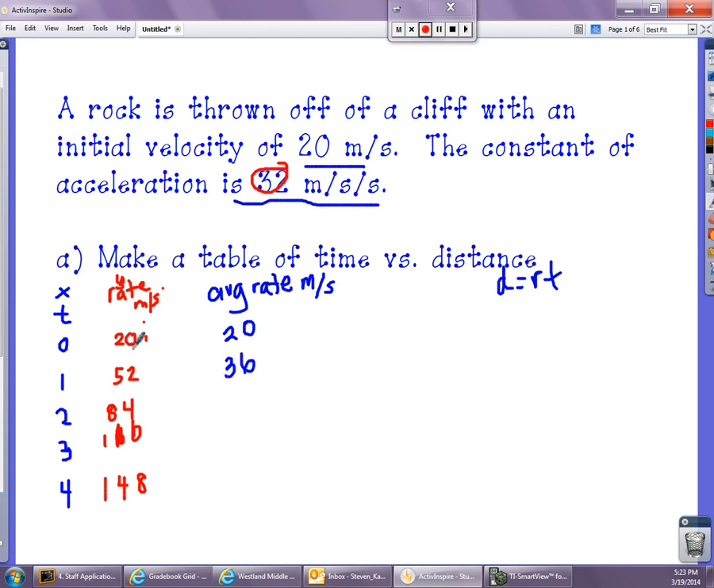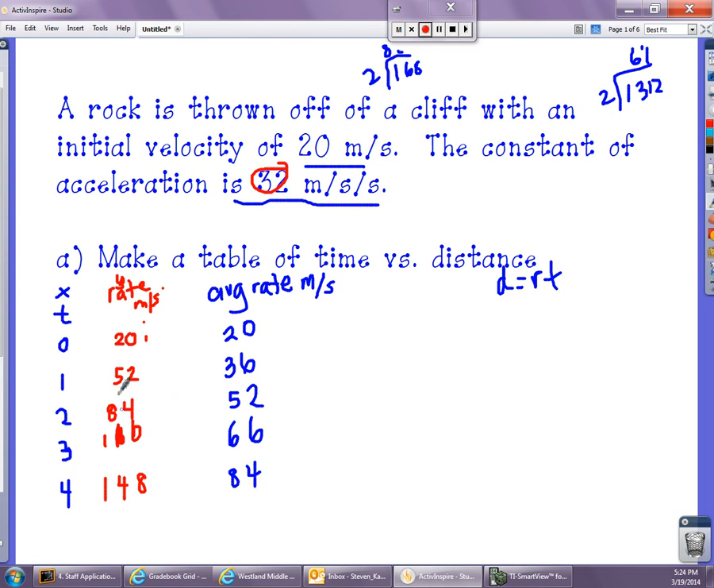Here, 84 plus 20 is 104. Divided by 2 is 52. 116 plus 20 is 132. And 132 divided by 2 is going to be 66. And here, 148 plus 20 is 168. And 168 divided by 2 is 84.